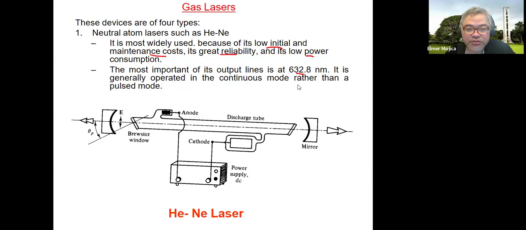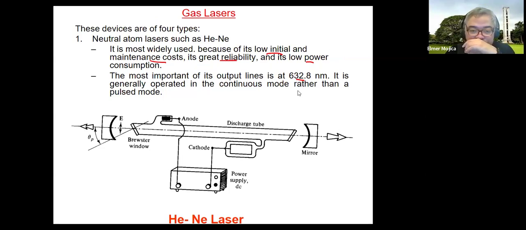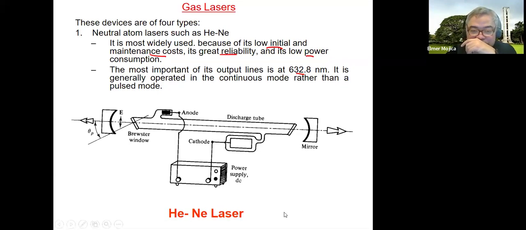So if you're going to look at the laser system that we have here, you can see there's a polarized output of the helium neon laser. Again, you have the power supply here. There's an anode area and a cathode area, so there's a discharge tube. That's where you have your lasing medium.